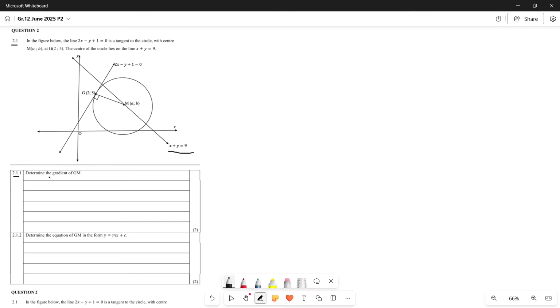So 2.1.1, determine the gradient of GM. Only 2 marks. So the gradient of GM has something or everything to do with this line, because we don't have the coordinate M yet. That is only coming up later, which means we have to manipulate this straight line equation and then do m1 times m2 equals -1, because this gradient over here, once we unwrap it, our y equals 2x plus 1. So this line is 2x plus 1, the intercept is over here, 0 and 1. And then what we have is a gradient of 2, which means 2 times m2 equals -1.